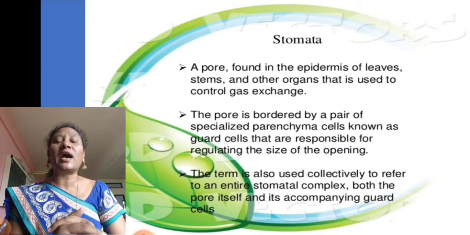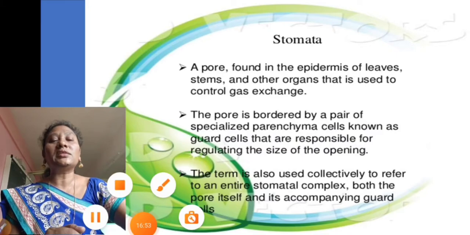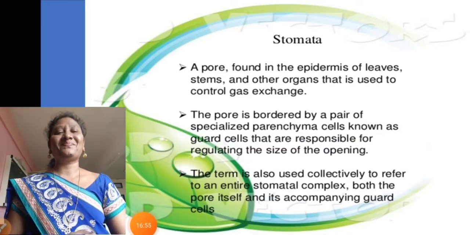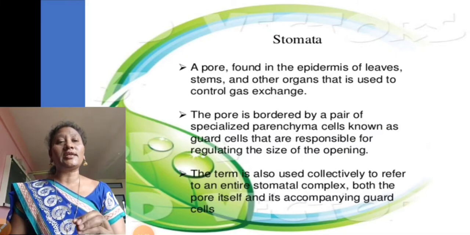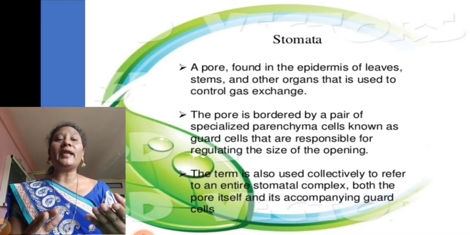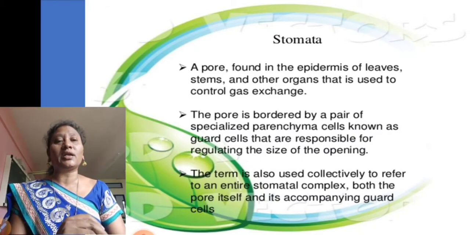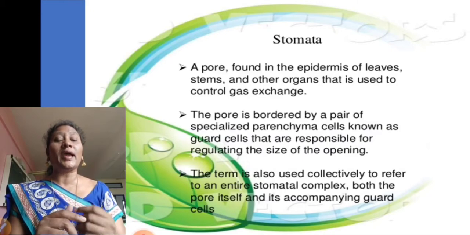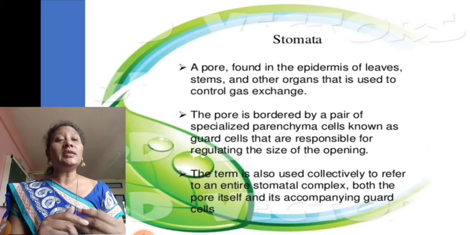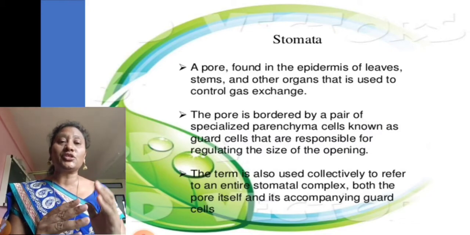So how does this carbon dioxide enter the plant body? The plants have special structures called stomata. We can find at the base of the leaf a porous structure called a stomata. A stoma is a pore found in the epidermis of a leaf, stem and other organs that is used to control gaseous exchange, mainly the gaseous exchange.